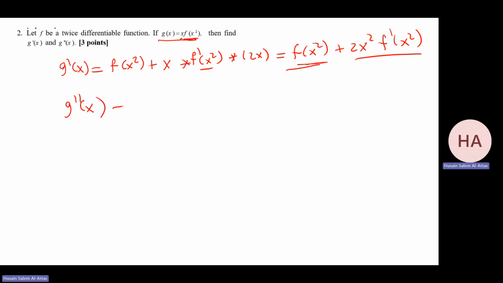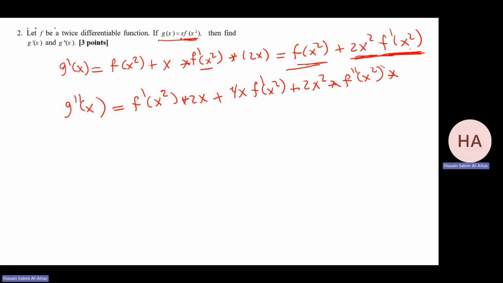Here I have just a function, chain rule: f prime of x squared times 2x, plus, here I have a product, derivative of the first, which is 4x, times the second, plus 2x squared times the derivative of this, which is f double prime at x squared, times the derivative of the thing inside, 2x.